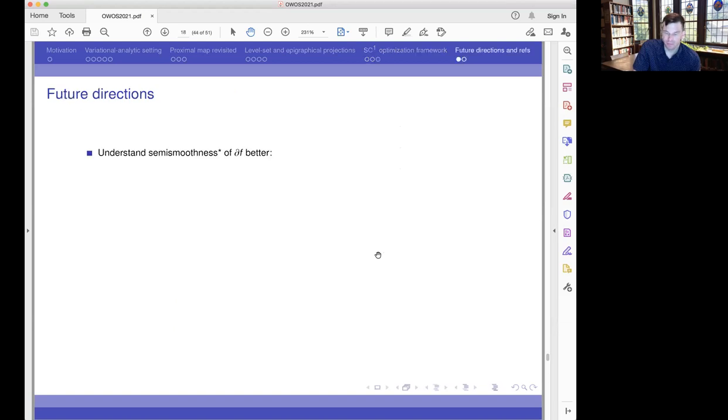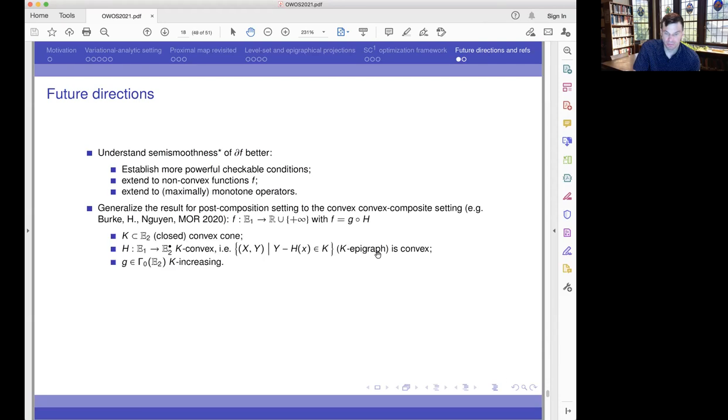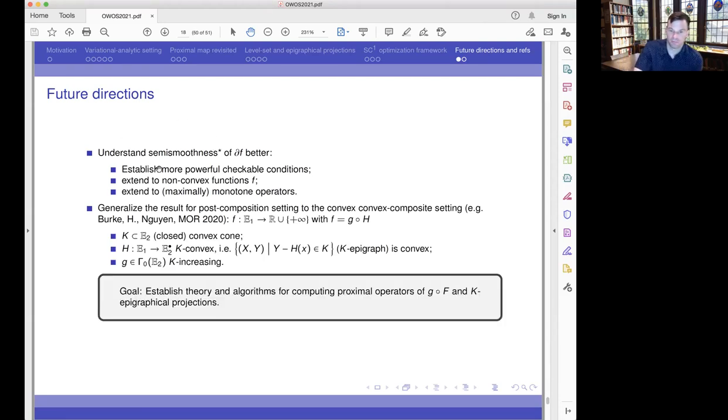Right, so I'm basically done. I just wanted to point out a few points that kind of became clear throughout, at least the first point, that we need to understand the semi-smoothness star of the subdifferential operator better, and we need to establish checkable conditions which are weaker than the ones that we already have, and then maybe extend this whole business to non-convex F, or extend it actually to monotone operators, and then the next thing is, well, this has nothing to do with epigraphical. Well, it does a little bit.